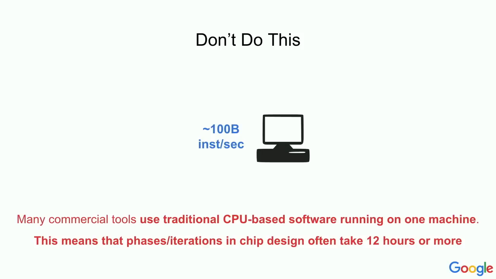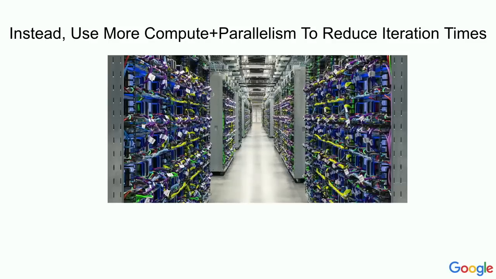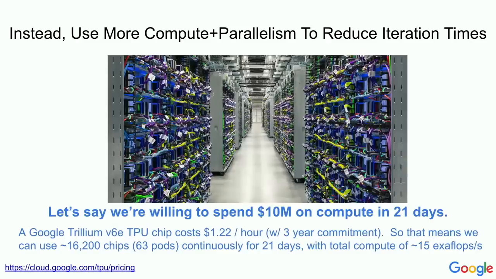The other thing is we should make use of machine learning compute if we're going to learn things. So in general, I think we need to use much more compute and much more parallelism, both parallelism of CPUs across lots and lots of machines, and also parallelism across machine learning accelerators. So remember, I told you designing a chip takes hundreds of millions of dollars. So what if we were willing to spend $10 million on compute in 21 days? Because I said I want a few weeks.